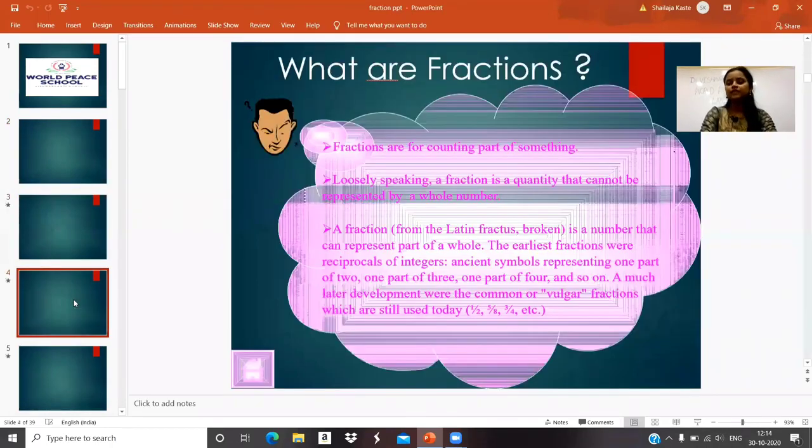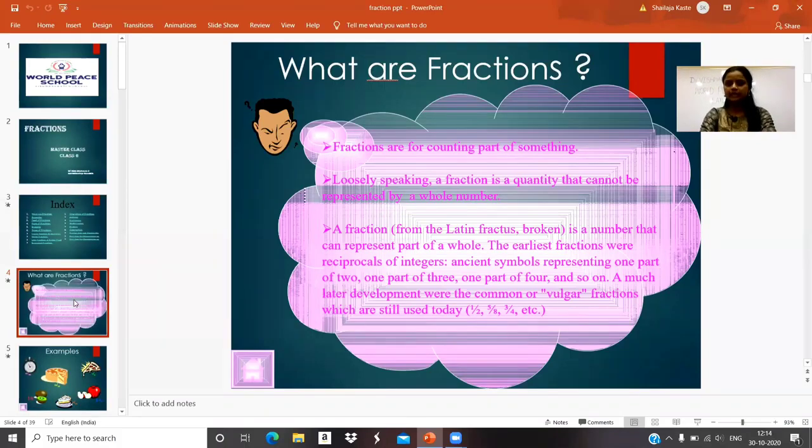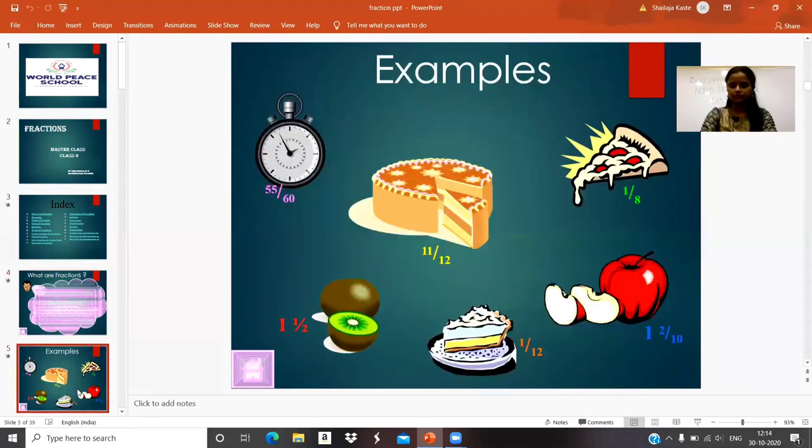So we have seen what the meaning of fraction is. We can say fractions are for the counting part of something. Whenever we are dividing anything into parts, we can say that the parts are the fraction of that particular object. Fraction is a quantity that cannot be represented by a whole number. That means the numbers which are in the form of p by q are known as fractions. So here are some examples of fraction.